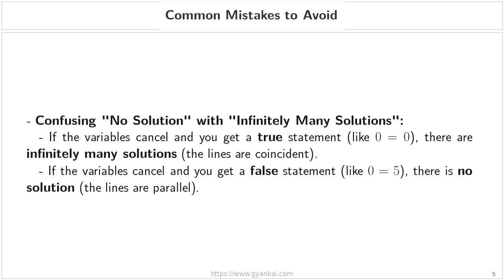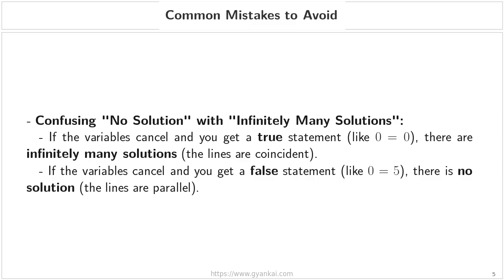First, be very careful not to confuse no solution with infinitely many solutions. This is a crucial distinction. Remember, if you are performing the substitution method and the variables completely disappear, you must look closely at what remains. If you are left with a true statement, such as 0 equals 0, then you don't have an inconsistent system. Instead, you have infinitely many solutions, meaning the two lines are actually the exact same line, or coincident. However, as we discussed in our taxi fare example, if the variables cancel and you are left with a false statement, such as 0 equals 5, then you are looking at an inconsistent system with no solution, where the lines are parallel.